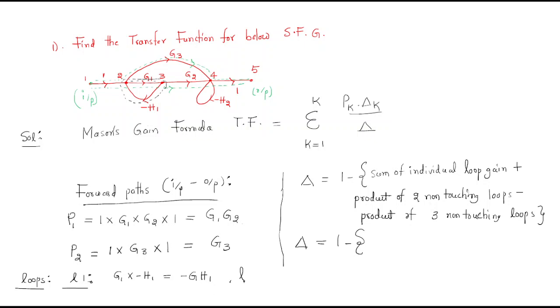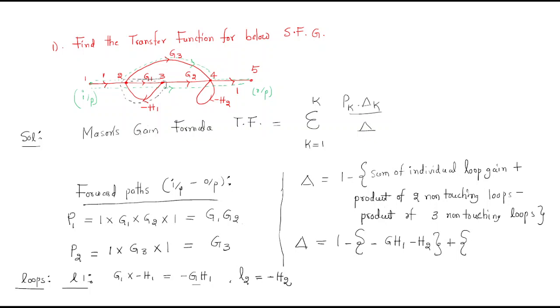And what is loop 2? Any other loop here? This is not a loop. So another loop is minus H2. Minus H2 is loop 2. So the sum of individual loops: minus G1H1 is loop 1 and minus H2 is loop 2. This is 1, and minus into minus becomes plus.